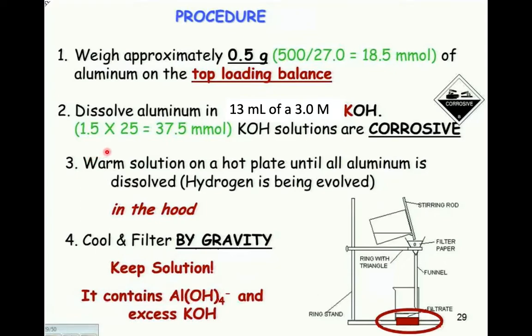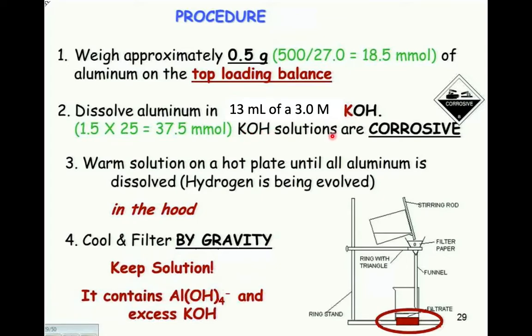Here's a procedure that we'll do today. You'll weigh approximately 0.5 grams, and again you want to record all of the digits on the balance, so about half a gram of aluminum on the balance. You're going to dissolve that aluminum in 13 milliliters of a 3 molar potassium hydroxide solution. So aluminum foil was the source of aluminum. The KOH is going to be the source of the potassium.